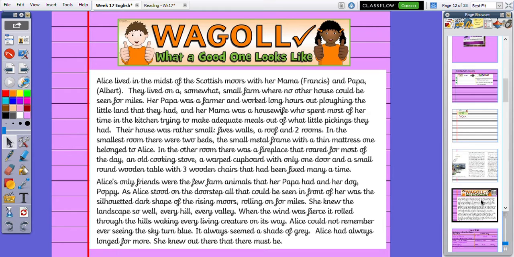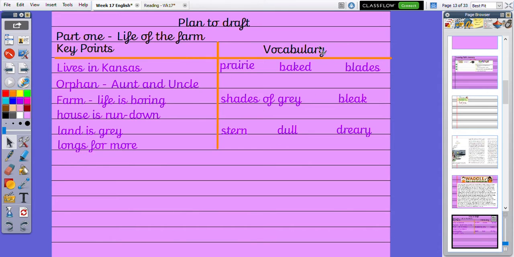Okay, so that is our part 1 and part 2 of the Waggle. So ours should look a little something like this. If you remember our part 1, we talked about what life was like on the farm, and then in part 2 we talked about when Dorothy could see the cyclone starting to come. So the first thing I want to do before I even edit or look at my draft, I want to go back to my plan. So here is my plan for part 1 of life on the farm.